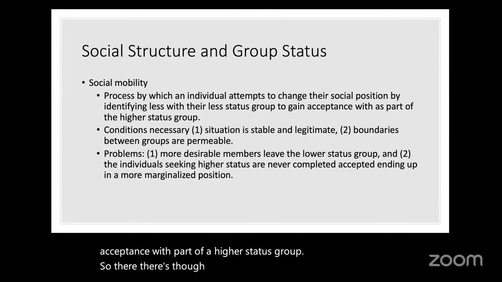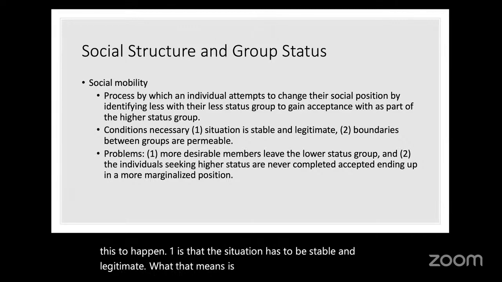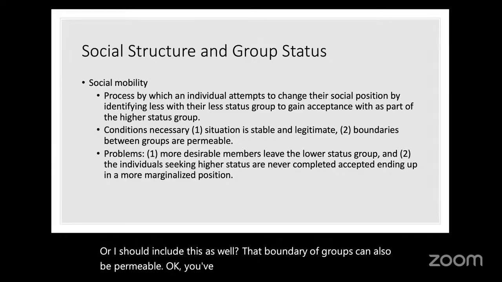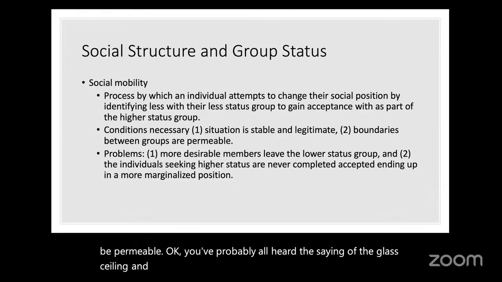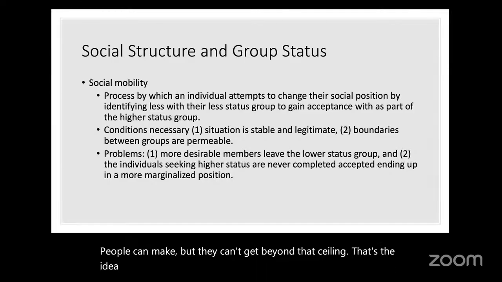There are conditions that are necessary for this to happen. One is that the situation has to be stable and legitimate. I should include this as well: the boundary of groups can also be permeable. You've probably all heard the saying of the glass ceiling, that there are certain points that certain people can make, but they can't get beyond that ceiling. That's the idea of permeability: can you easily go through that glass ceiling or can't you?